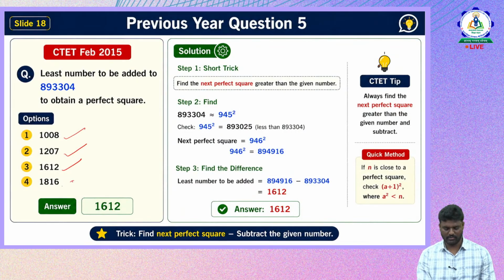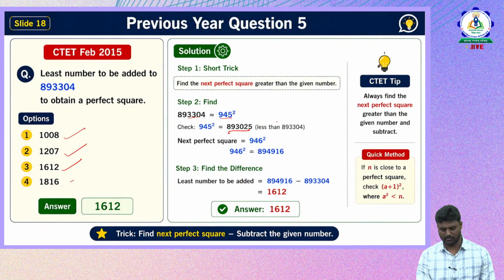Now let us see which is the correct option. Find the next perfect square greater than the given number. So we need to identify the next perfect square. For 893,304, the perfect square may be 945 squared. Now you have to check whether 945 squared is less than, equal to, or greater than that number. If you see, you will get 893,025, which is less than the given number.